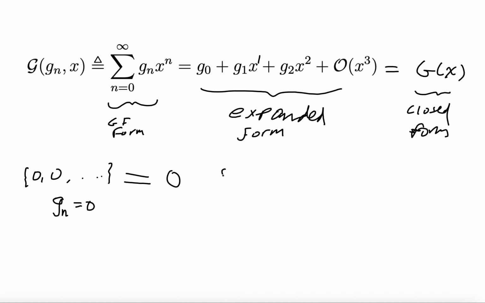What gets interesting, though, is when we look at 0, maybe 1, 0 for the rest of eternity. What happens here? Well, all terms except the x to the first power term are 0. So the closed form here is simply x.